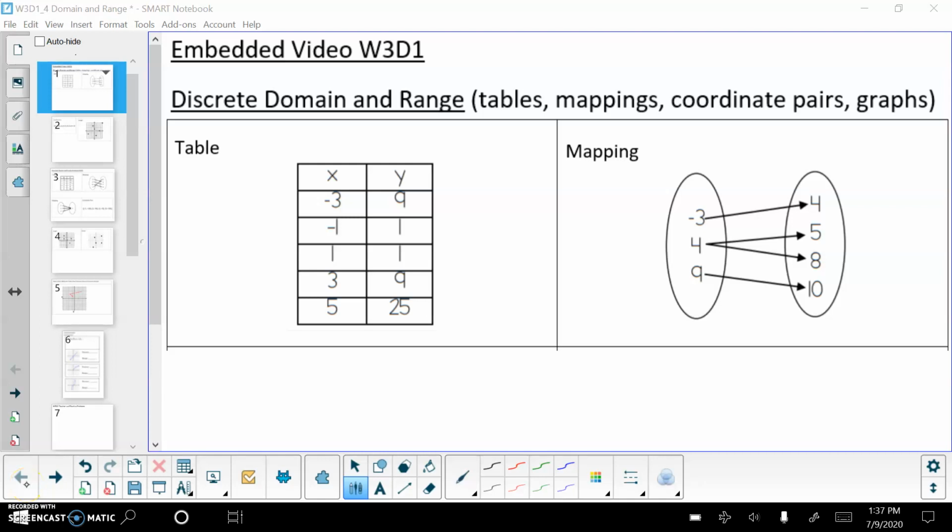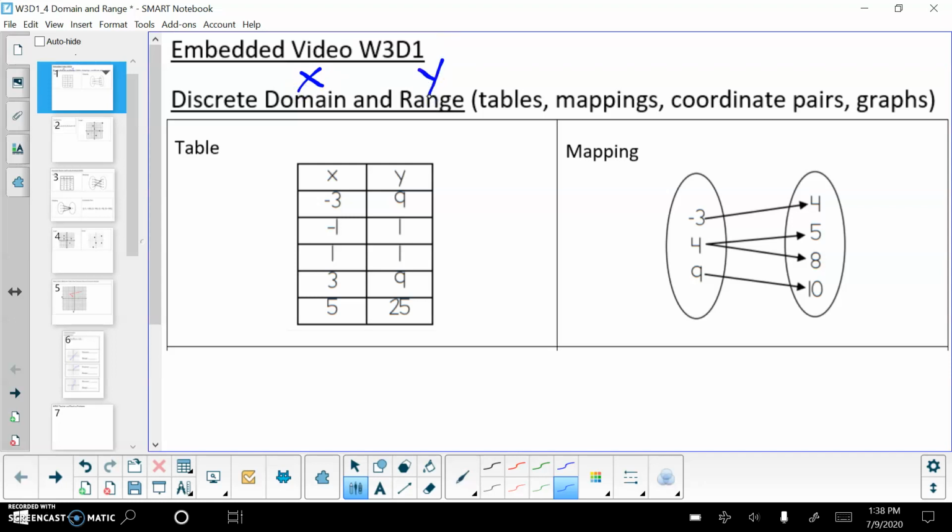Hello, this is our tutorial on discrete domain and range. We're going to be looking at determining discrete domain or discrete range from a table, a mapping, a set of coordinate pairs, and also graphs as well. That's just important to know at the beginning, so I'm going to label this on the screen: when we're talking about domain, those are our x values. So I'm going to put that here. When we're talking about range, those are our y values.